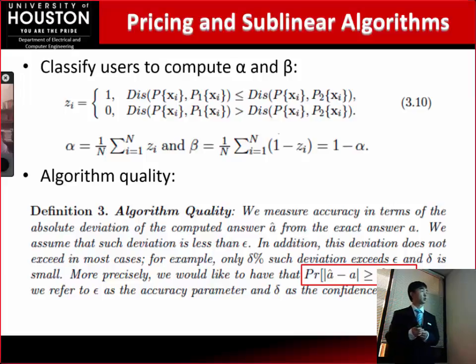And then we propose some algorithm quality measurement. Instead of the traditional algorithm, we do not aim at solving with exact solutions. We think that we can bound the solution with some error and confidence, and then it will facilitate the computation. So we say the algorithm has a quality epsilon and delta. If the probability that the difference between the estimated alpha and the true alpha is greater than the error bound is less than delta, so if the probability is very small, then the quality is good.